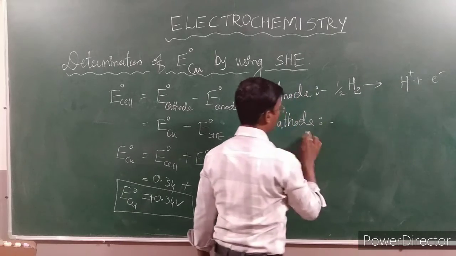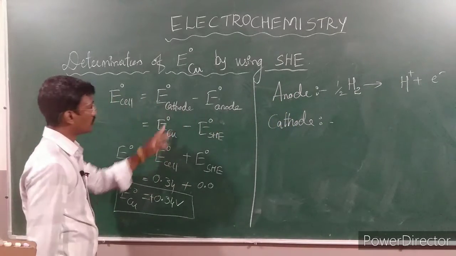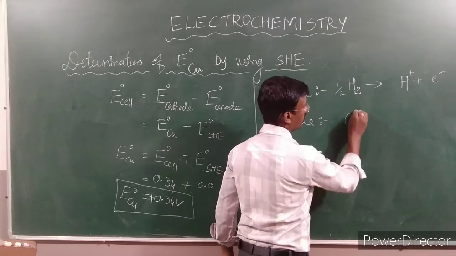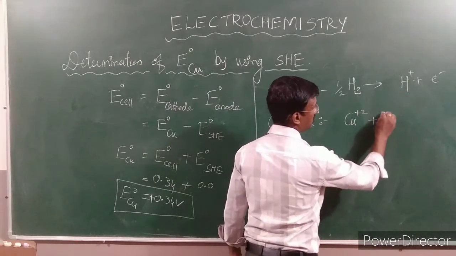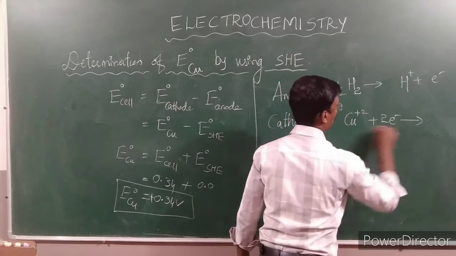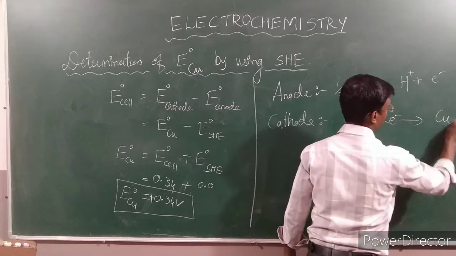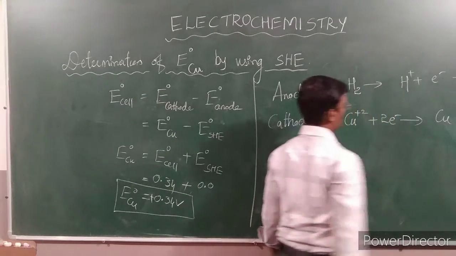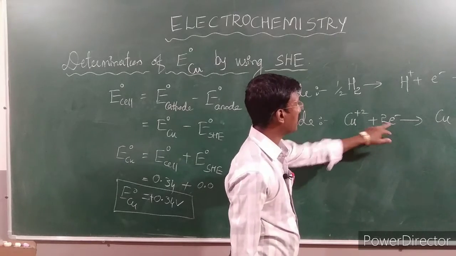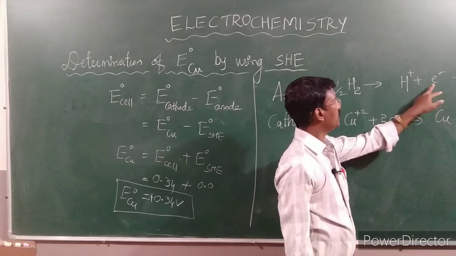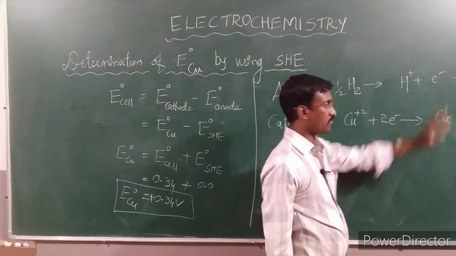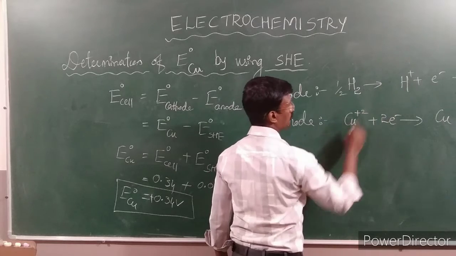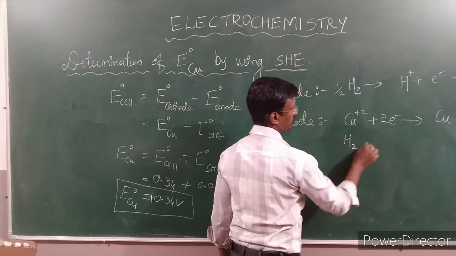Similarly, at the cathode it is copper, so copper undergoes reduction. Initially copper is in the form of plus 2. By receiving 2 electrons, copper becomes neutral. Now we will do the multiplication for the first one. Here, the gain of electrons by copper is 2 electrons, and the loss by hydrogen is 1. Therefore, to make them equal, we write this equation once again: 1 by 2 into 2, it becomes H2.